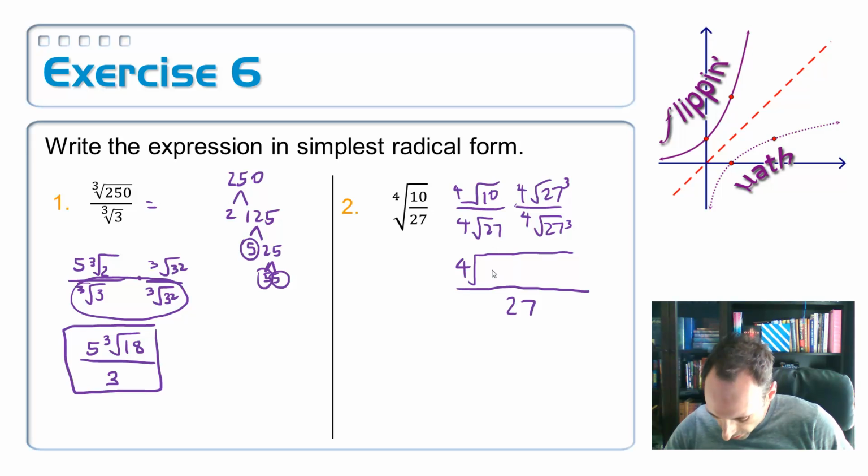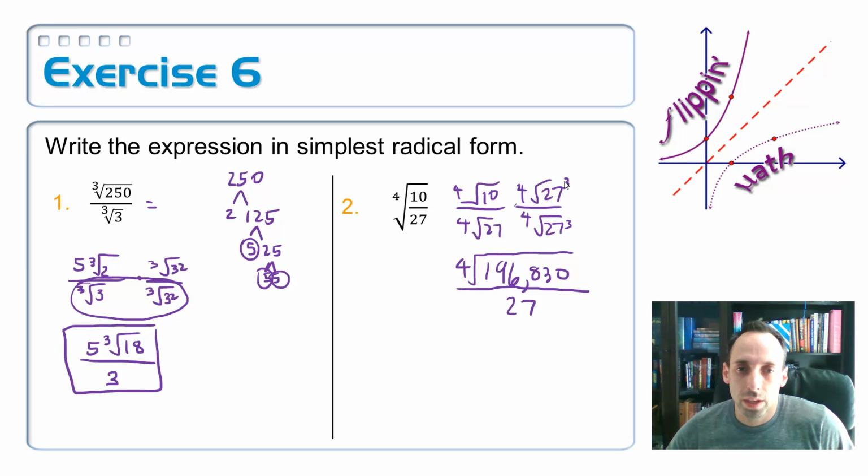That something is, I have to look it up here. 196,830. And then you'd have to simplify that. And who wants to do that?